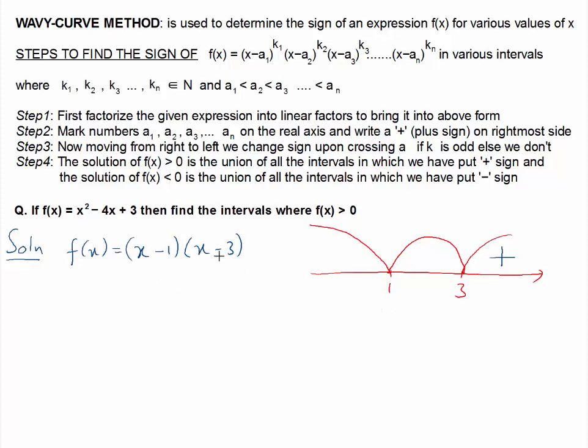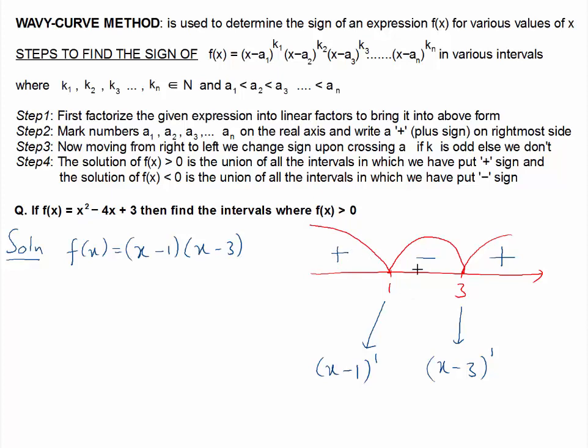Next, we see the powers of these factors. The number 3 corresponds to the factor x minus 3. If the power is odd, we change the sign while crossing this number. Since the power is odd and this side is plus, this will become minus. For the next one, the factor is x minus 1. The power is again 1, which is odd, so we again change sign upon crossing this value. So this will become plus.